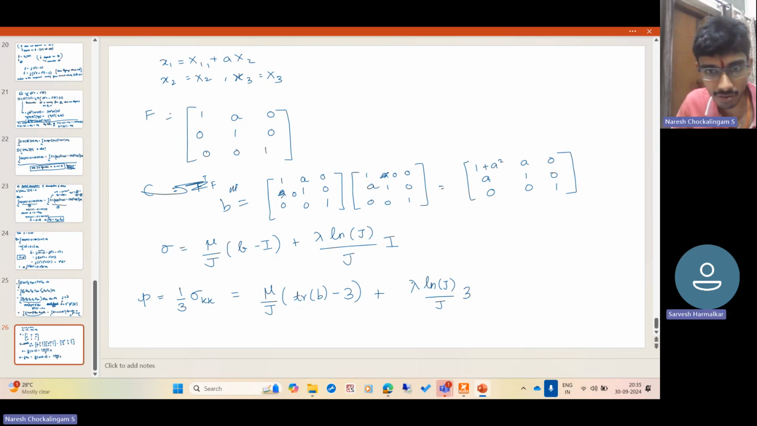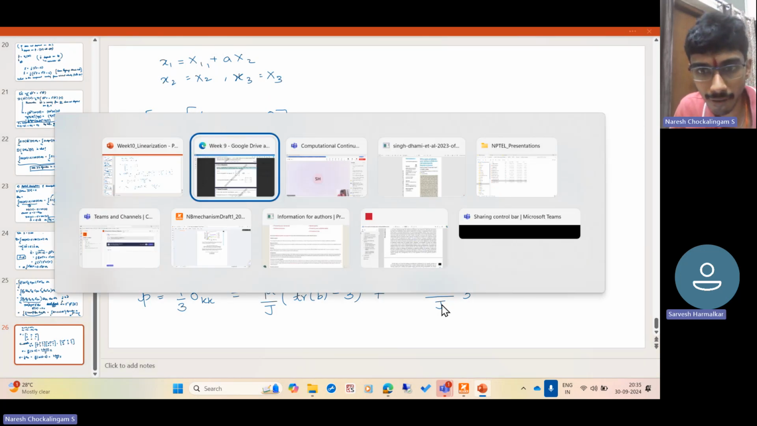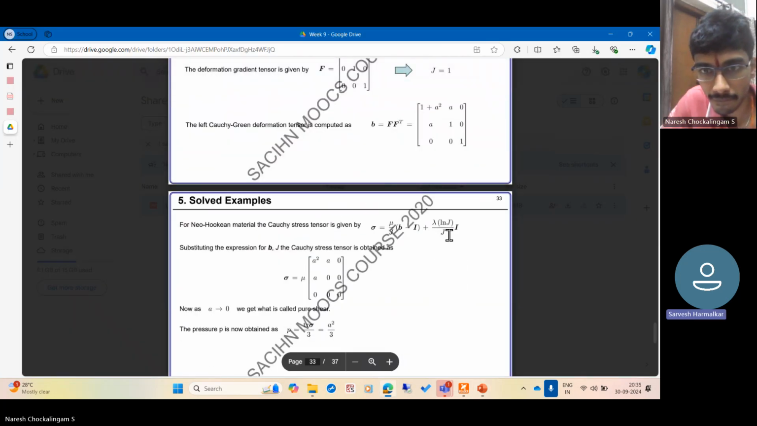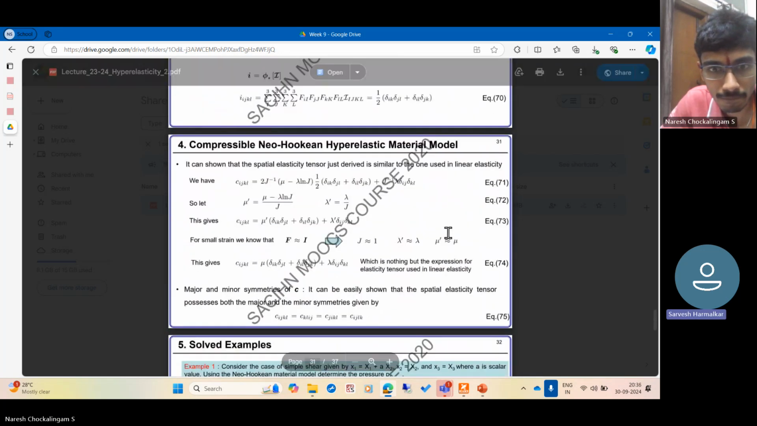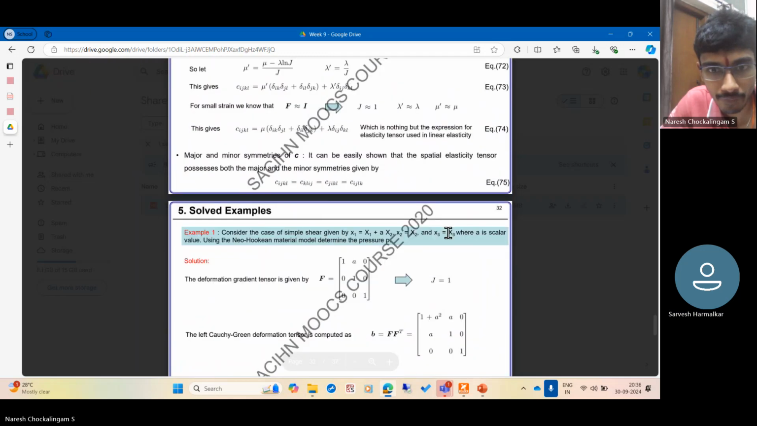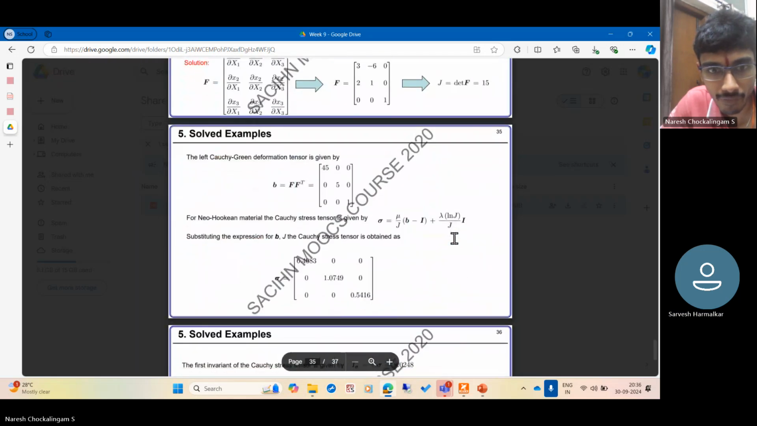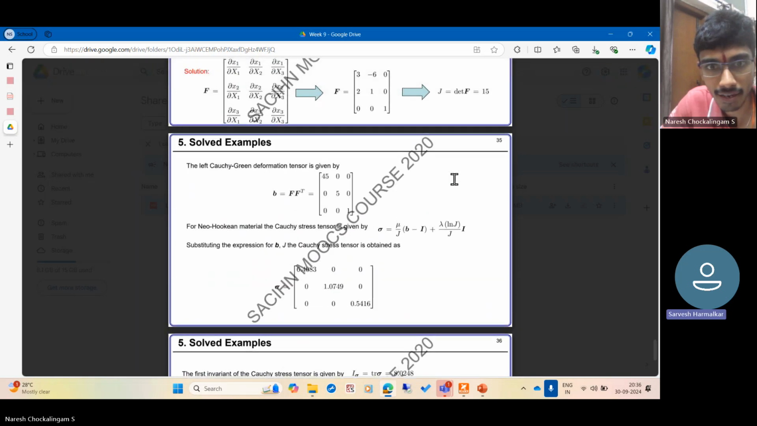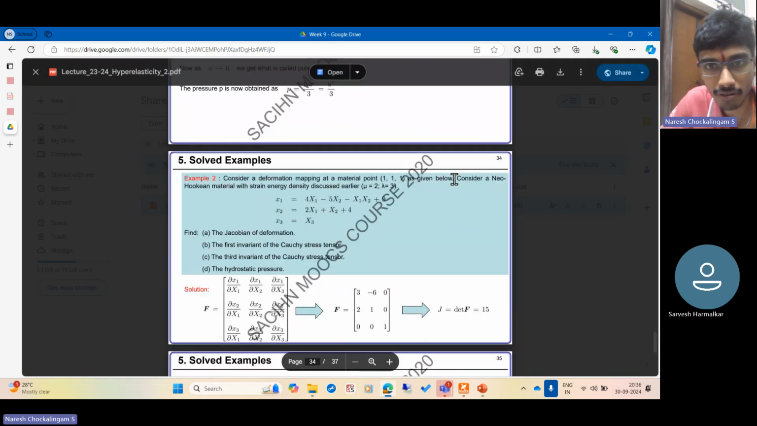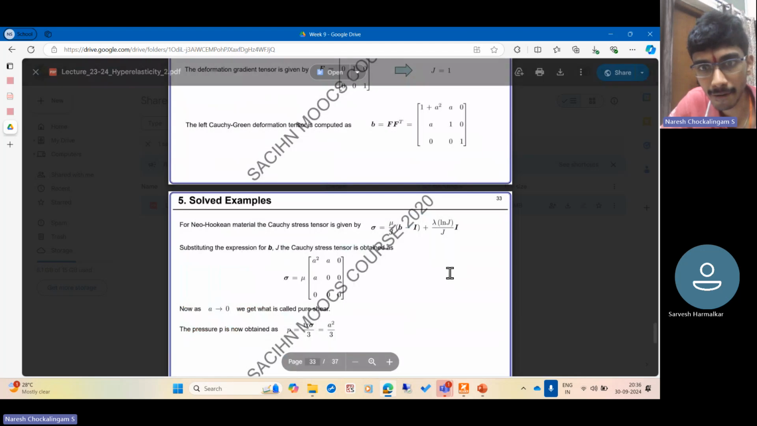That J is there actually. Lambda ln J by, okay, J is there. I think J is not there, no? Can you confirm that equation? Previously, when we derived it, I think J is not there. Also in the last example, you can see that J is not there, I think. J is there? Okay, J is there. It looks like J is actually there.